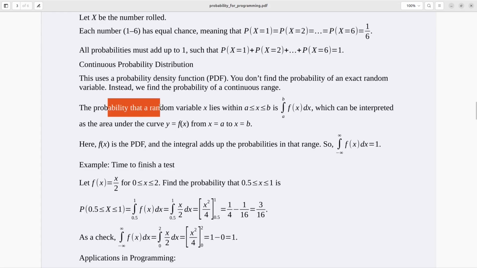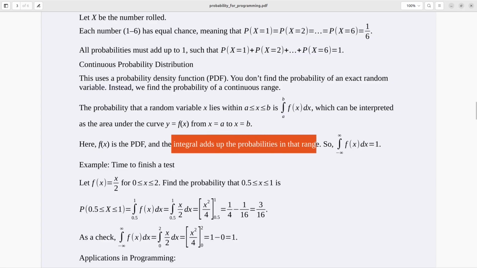The probability that a random variable x lies within a and b is equal to the integral of f of x from a to b, which can be interpreted as the area under the curve y equals f of x from x equals a to x equals b. So we can use an integration to denote the probability of a continuous random variable. So here f of x is the PDF, which is the continuous function, and the integral here would add up the probabilities in that range.